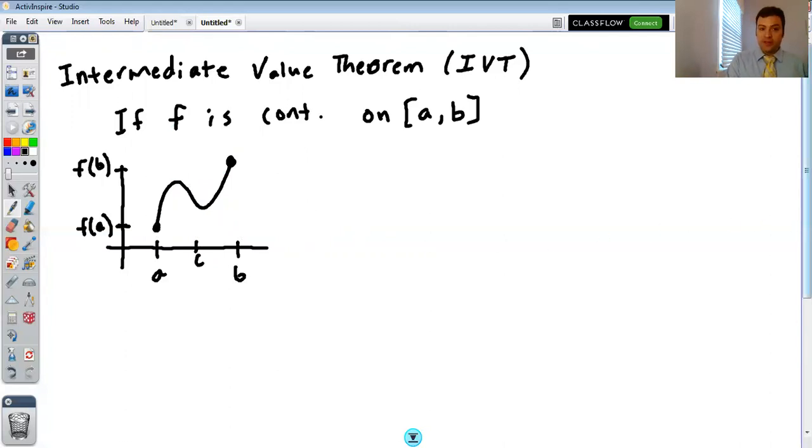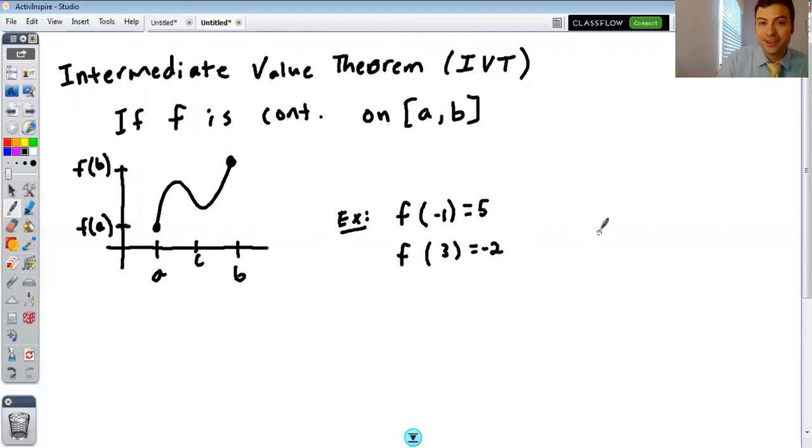So if we do just a really quick example, I want to put some numbers on this thing. Let's say I tell you that a continuous function f takes on the values f of -1 is equal to 5, and f of 3 is equal to -2. And anytime I have points, probably a good thing to start with is to just draw a graph, right? What does this thing look like? So f of -1, 1, 2, 3, 4, 5, right there. And then f of 3, 1, 2, down here.